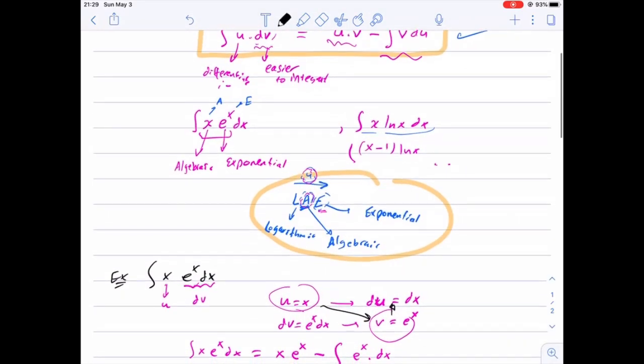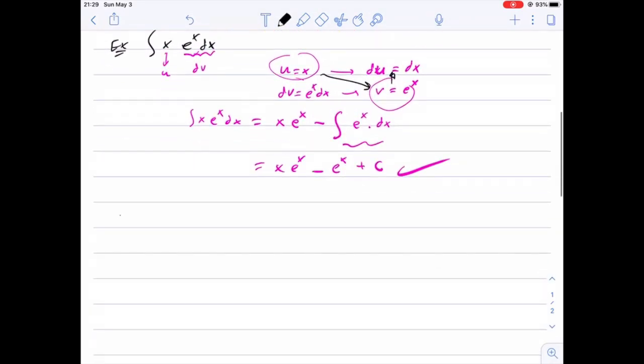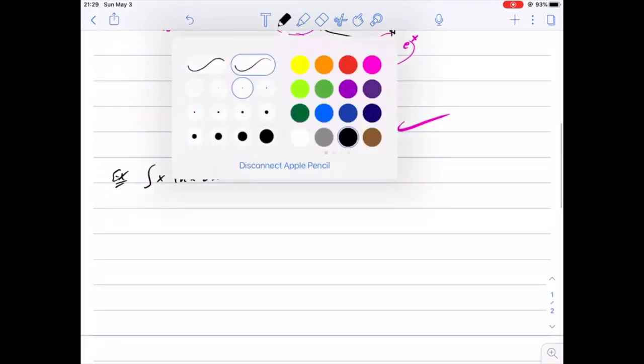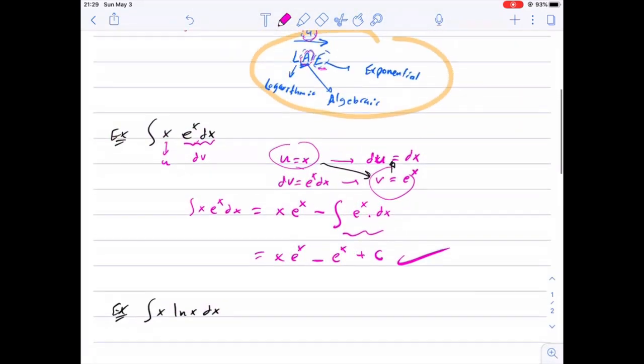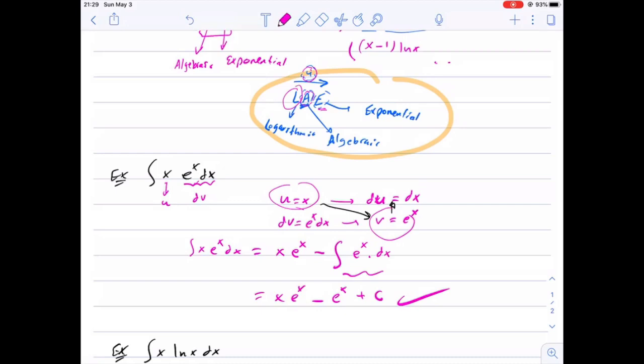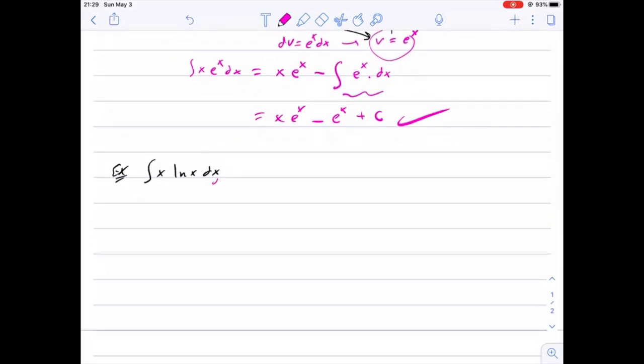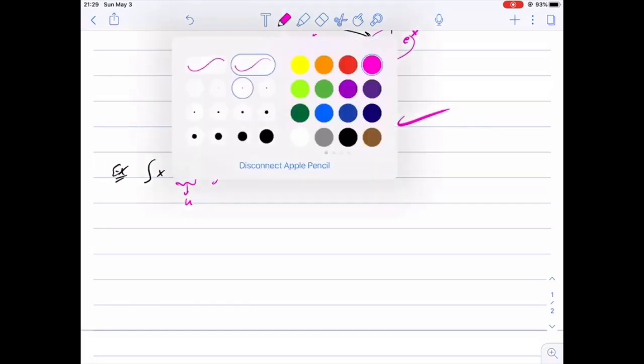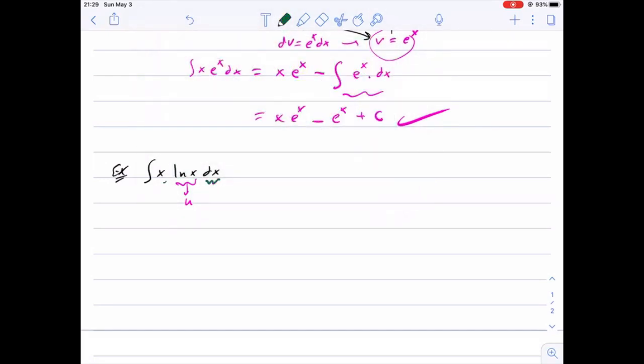Now let's do another problem. Let's do the integral of x natural log x dx. So in this case we have logarithmic and algebraic. Which one appears first? The logarithmic appears first, so that's u. This is u, and dx with x is dv. So we write them here.